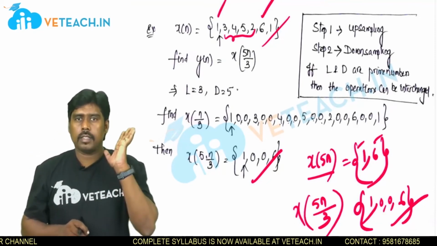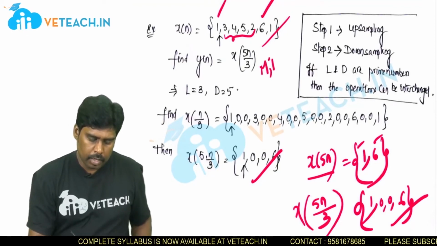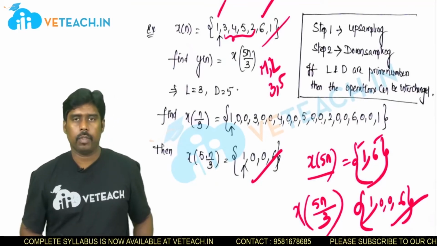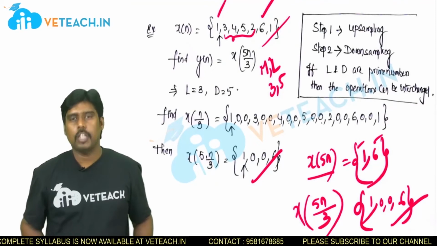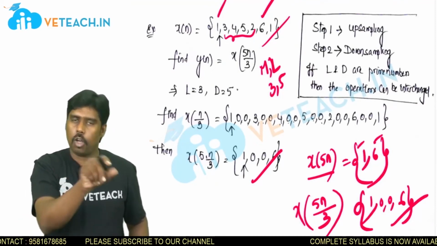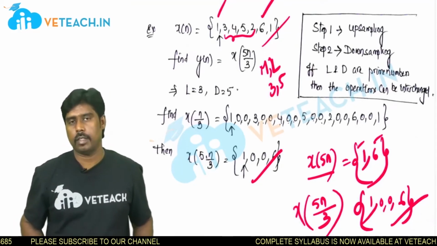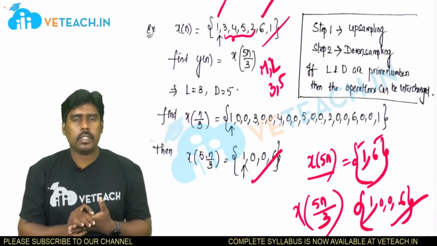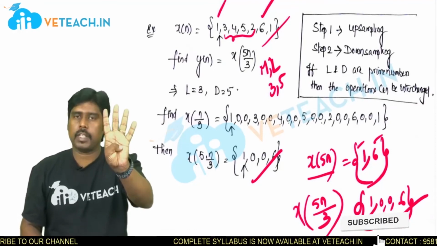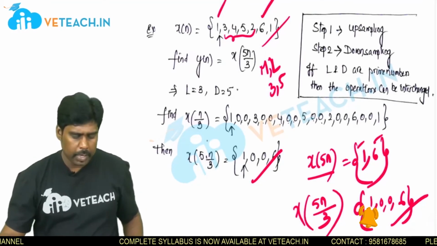The reason is, if you observe, the M and L values are 3 and 5 or 5 and 3. They are co-prime numbers. So in that case only you can interchange the operations, and in that case only you will get the same result. If they are not co-prime numbers, you are not going to get the same values. So the first operation is upsampling, the second operation is downsampling. Please remember that.